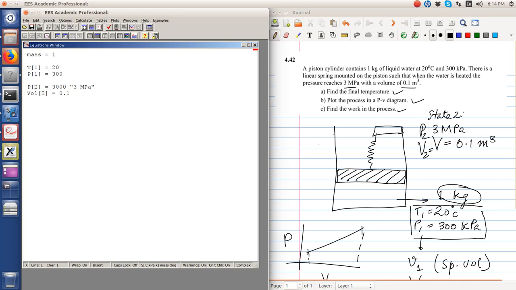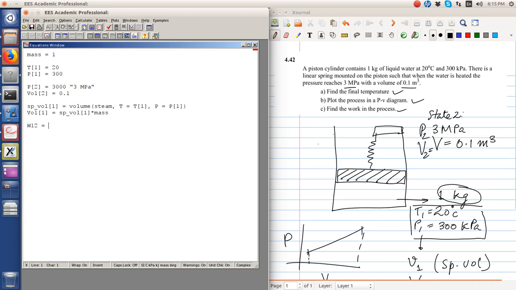Okay, so for the initial state, the specific volume at state 1 is equal to volume at T equal to T1, P equal to P1. I forgot to write the name of the substance. That's okay. So the initial volume is equal to specific volume multiplied by the mass, which in this case is 1, makes no difference.